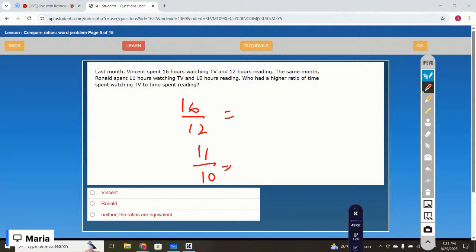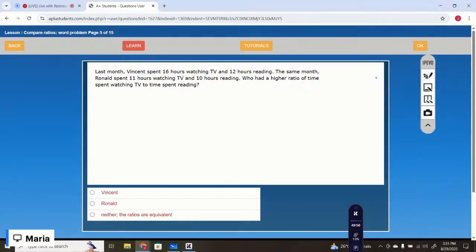So 16 divided by 12 is 133%. 11 over 10 is 110%. So who has the higher ratio? Vincent has the higher ratio. Option number one is the correct option.